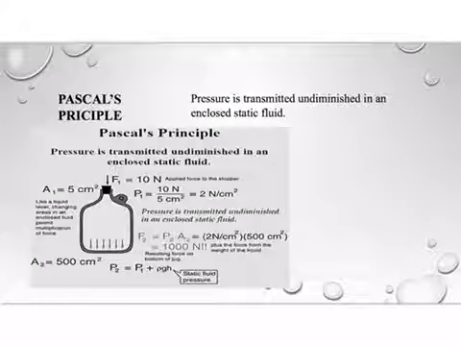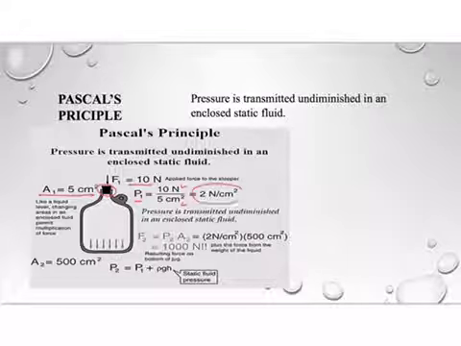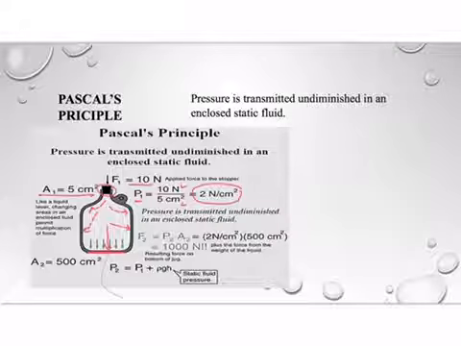Say the area of the stopper here is 5 centimeters square, and you apply a force with a value of 10 Newton. So you create a pressure equal to force over area, which is 2 Newton per centimeter square. This pressure is transmitted by the liquid to every side of the container. So, at the base of the container, this pressure is also transmitted.